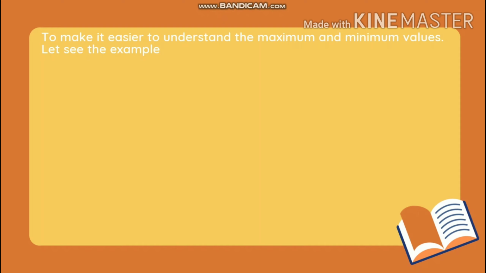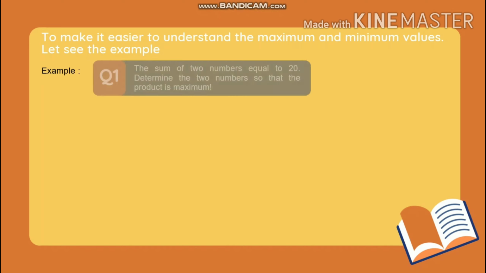Let me continue our discussion. To make it easier to understand the maximum and minimum values, let's see the example. Example 1. The sum of two numbers equal to 20. Determine the two numbers so that the product is maximum.